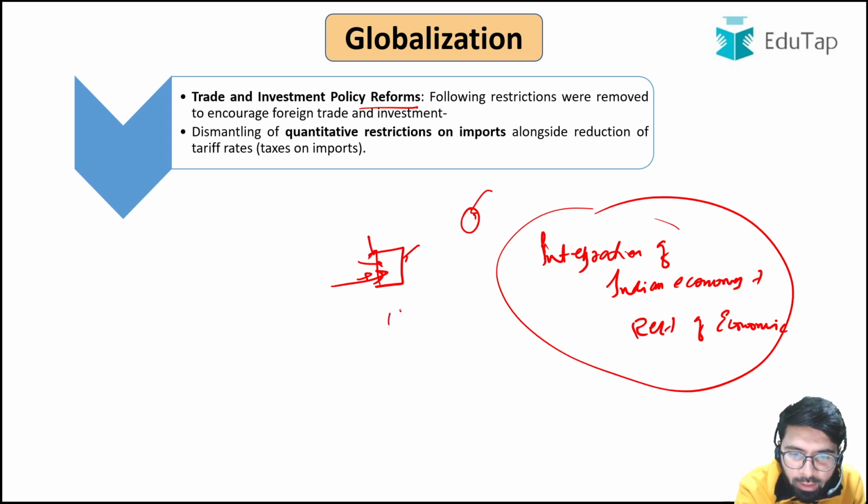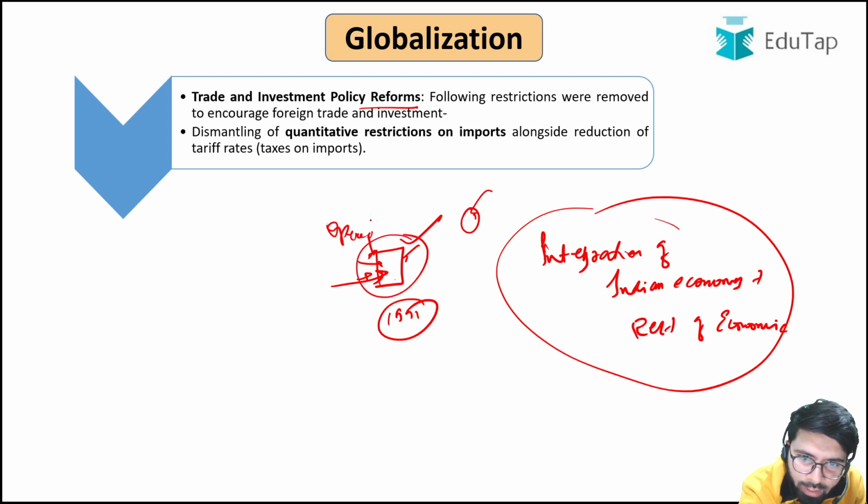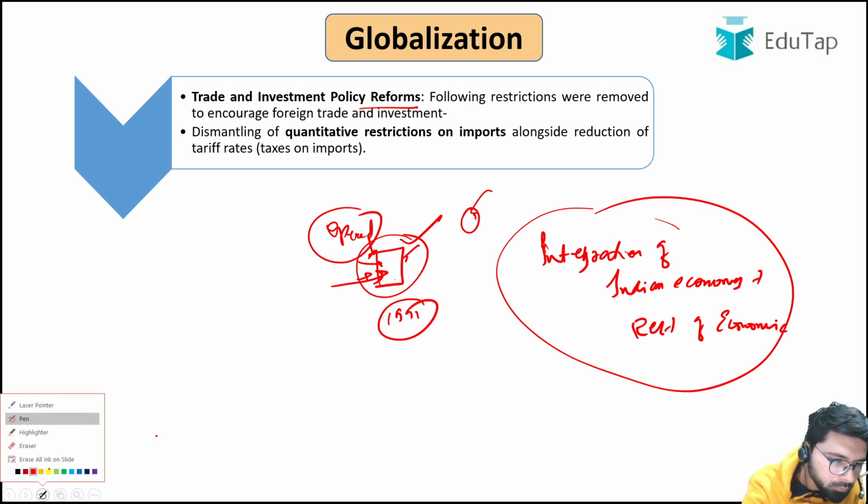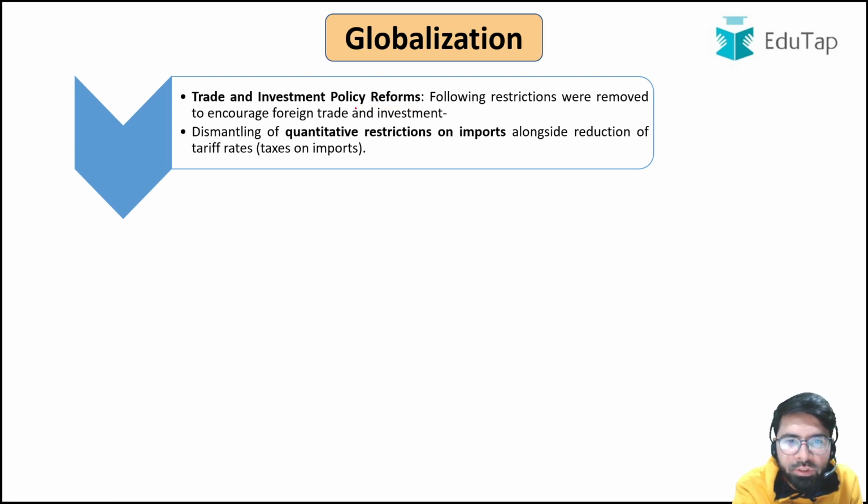As we saw in the last session, before 1991 the Indian economy was a closed economy. This is a major measure by which the Indian economy was opened up. So what exactly do we mean by opened up? It has a different connotation. Let us look at them one by one. So, trade and investment policy reforms.